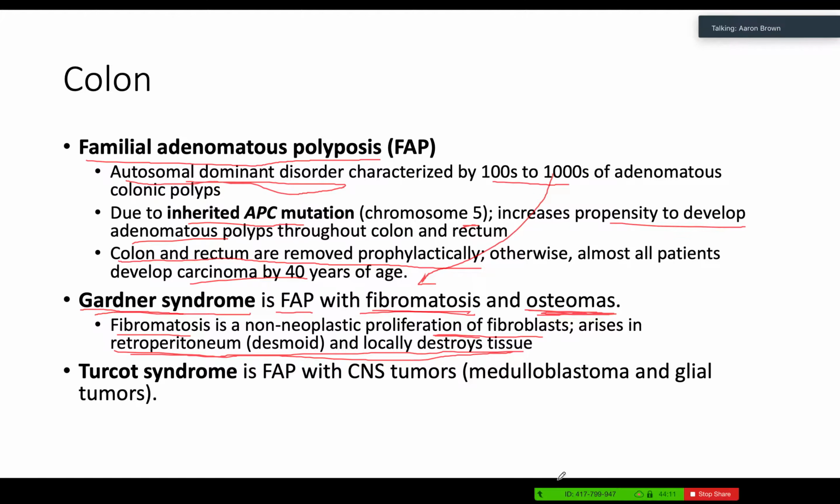So we will still see all those adenomatous polyps, but if your patient also has these fibromas, then you call it Gardner syndrome. Okay? Turcot syndrome, here it's another subtype of FAP, but these patients get CNS tumors, so medulloblastoma, glial tumors. That's something to look out for. Okay? But we will also still, again, see those colonic polyps.